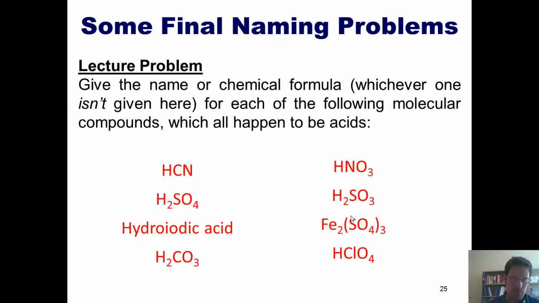Which brings us to some final naming problems I have for you. Give the name or chemical formula, whichever one is missing, for each of the following molecular compounds which all happen to be acids. So that's the end of this lecture.